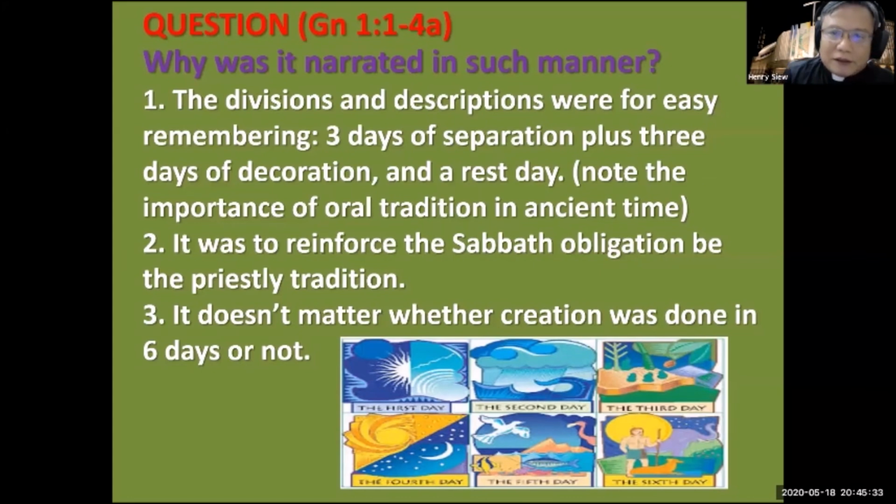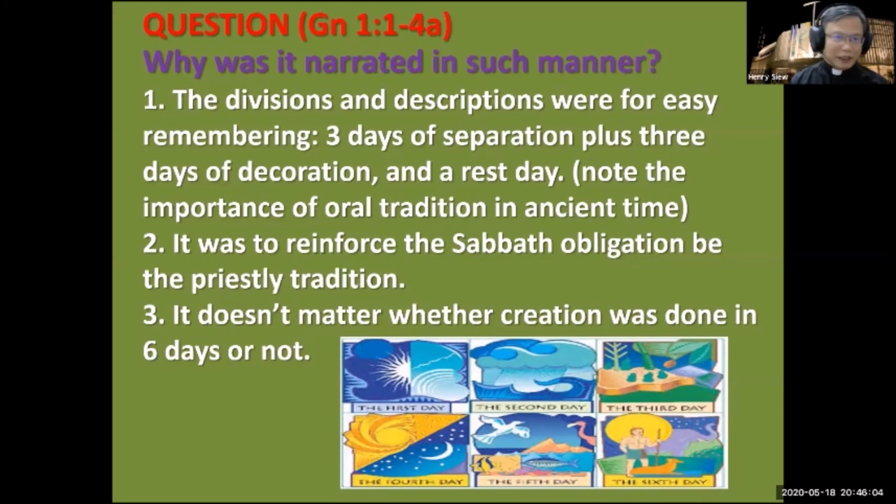And we say that this first account was preserved by the priestly class from the priestly tradition. And of course, for the priestly class, the Sabbath day was a very important day. They want to emphasize the Sabbath obligation that people should rest on the Sabbath day. And therefore, it's presented that God rested on the seventh day, the Sabbath day, which is our Saturday today.